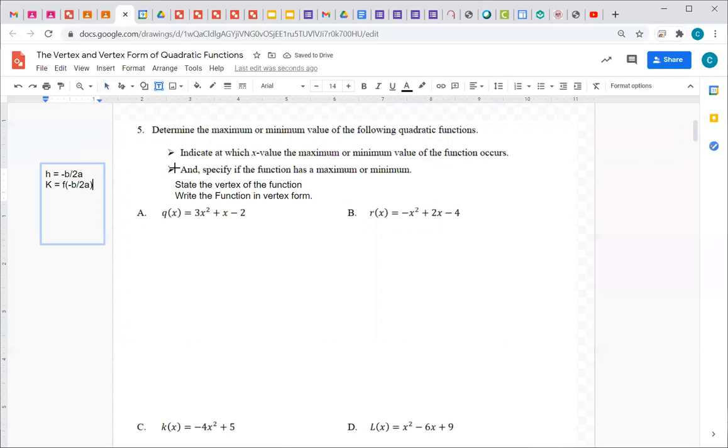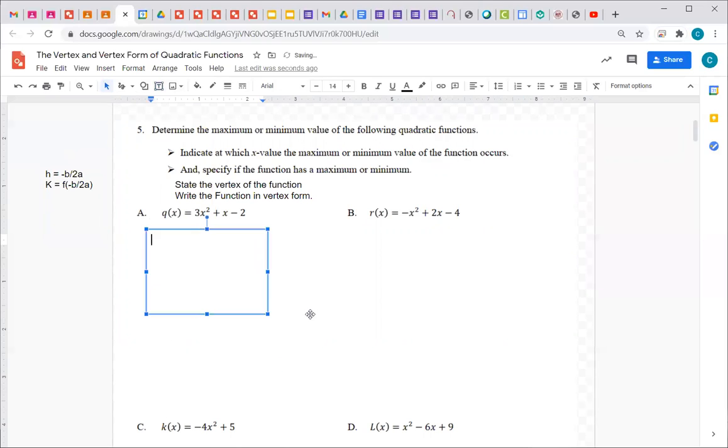Let's start with here. Okay, so first we know our a, b, and c values. a equals 3. b equals 1. And just for completeness's sake, we will say c equals -2. All right. So first of all, this is a minimum since it is concave up. All right. So let's find the h value.